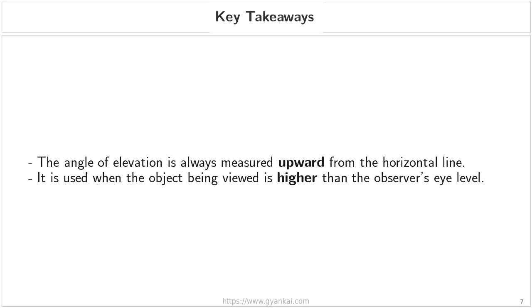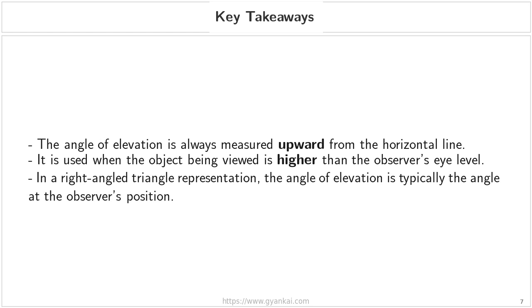Second, this concept is specifically used when the object you are viewing is positioned higher than your eye level. If you were looking down at something, we would be dealing with a different concept entirely. Third, when you are translating these real-world scenarios into a right-angled triangle on your paper, the angle of elevation is typically located at the observer's position. That is, at the vertex where the base meets the line of sight.